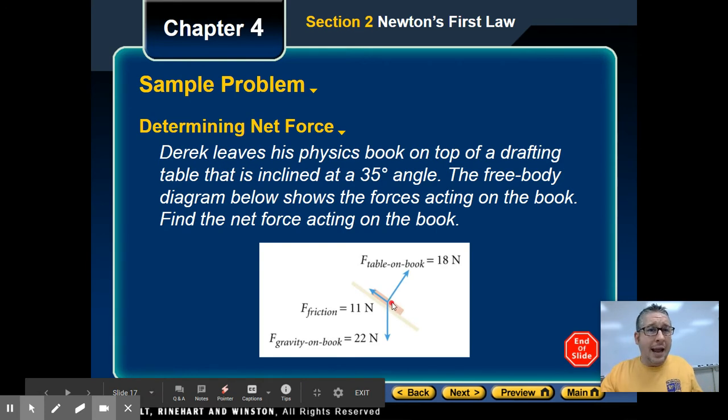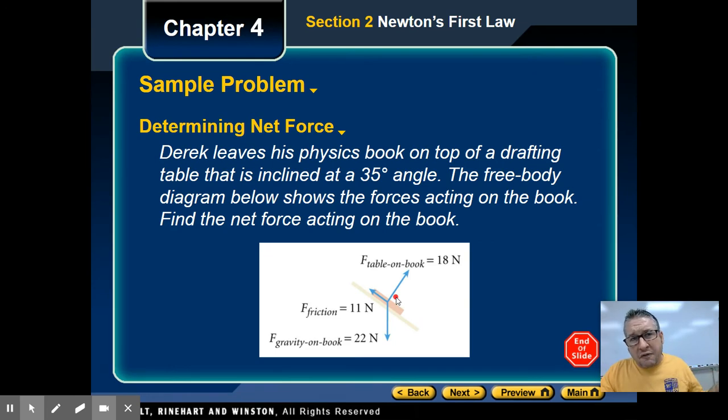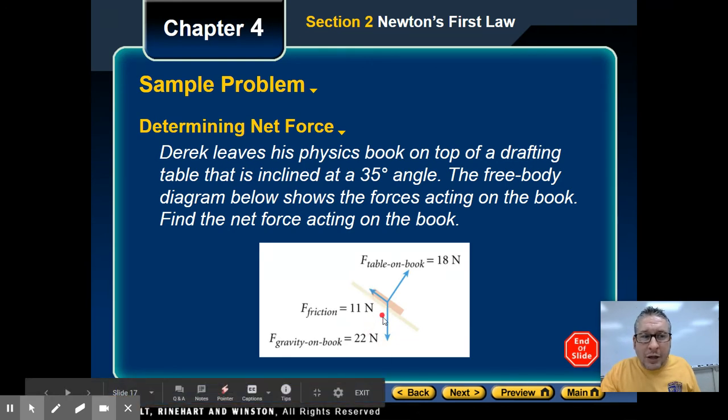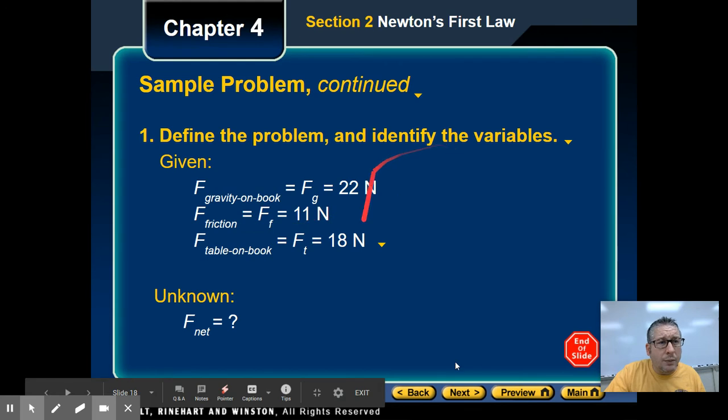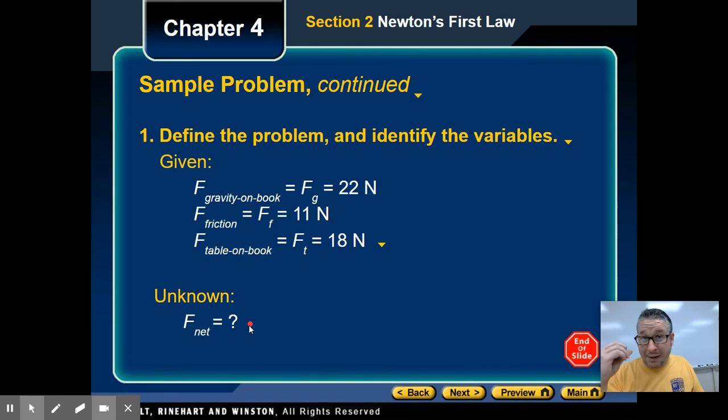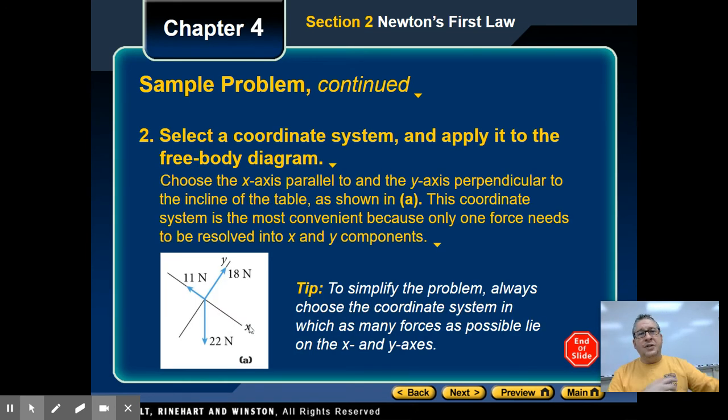So don't get caught up. Because this table is at an angle, this force of gravity isn't necessarily going to be the actual force acting in total on the book. This is what gravity on the book is doing, but because of this angle, all 22 newtons may not actually be acting on that book. So what we need to do is a few things. There are a few tips when we are setting these up. First of all, list what we're given. We're trying to figure out the net force in both the X and the Y, so both the horizontal and vertical directions. So we need to choose an axis system.